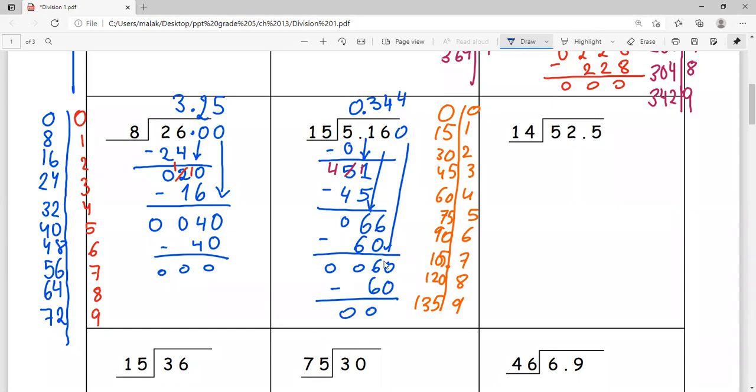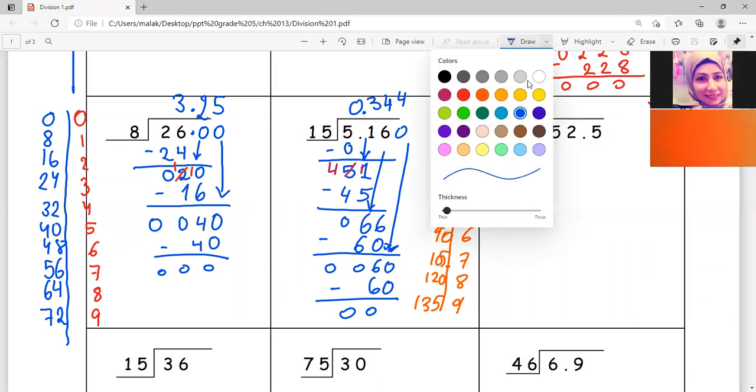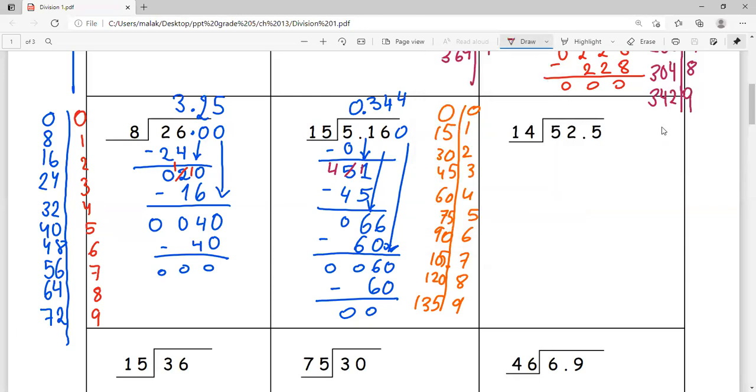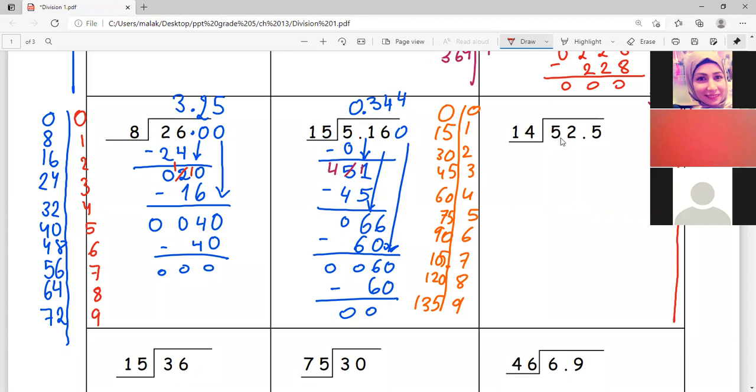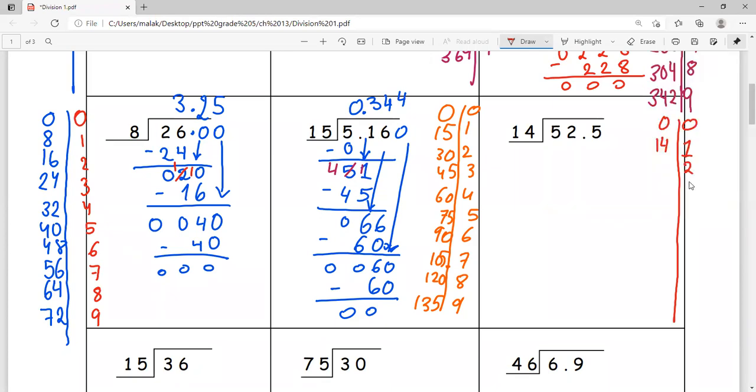Next, Hala Najm. Yes, teacher. Yalla, Hala, table 14. Yes, I will start. Table 14: 14, 28, 42, 56, 70, 84, 98.